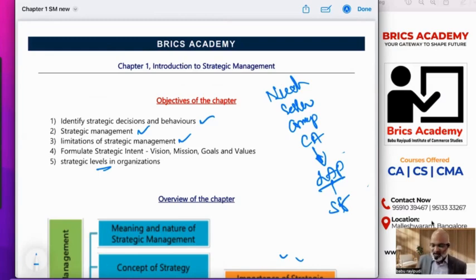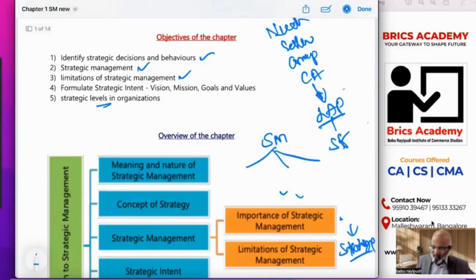Now let us understand this one. I finished what is strategy. Then let me finish what is strategic management. Look here, strategic management is all about three very important things. Number one, formulation of this strategy. Number two, implementation of this strategy. Number three, evaluation of this strategy.